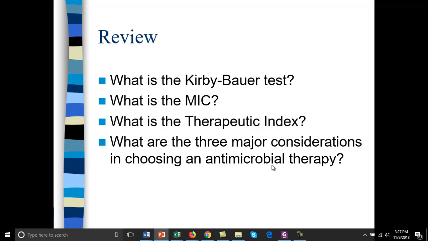Okay, and the 3 major considerations are the type of infection, the state of the patient. You know, are they an infant? Are they elderly? Are they pregnant? Do they have some type of organ disease? Are they diabetic? And then finally, the cost of the antibiotic.